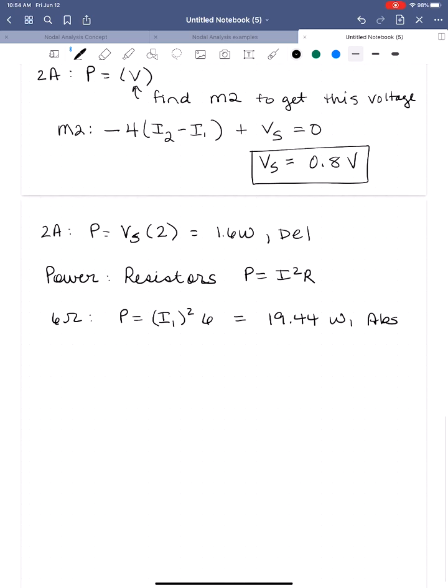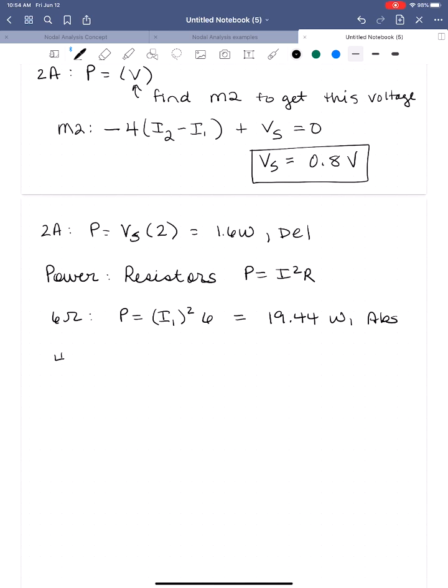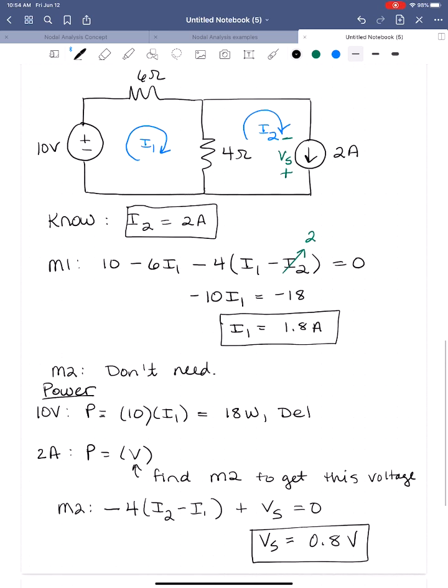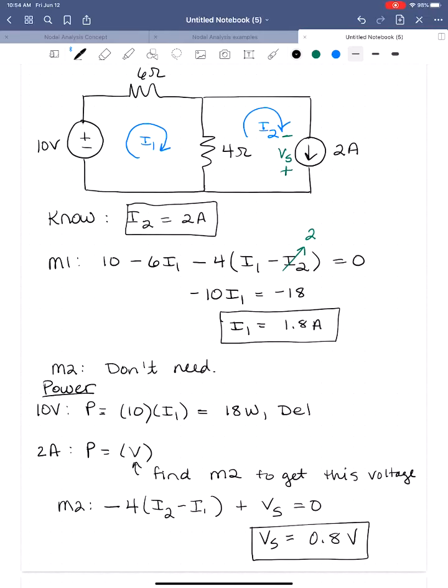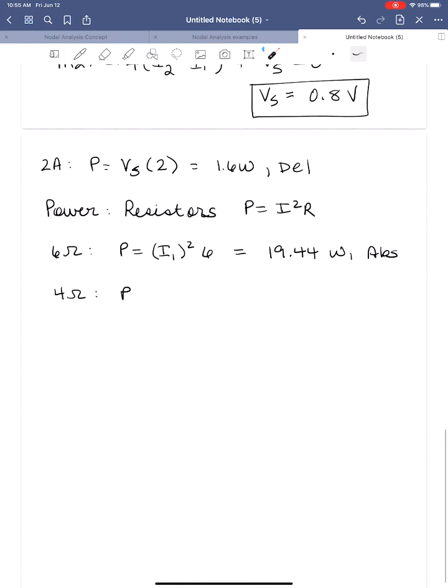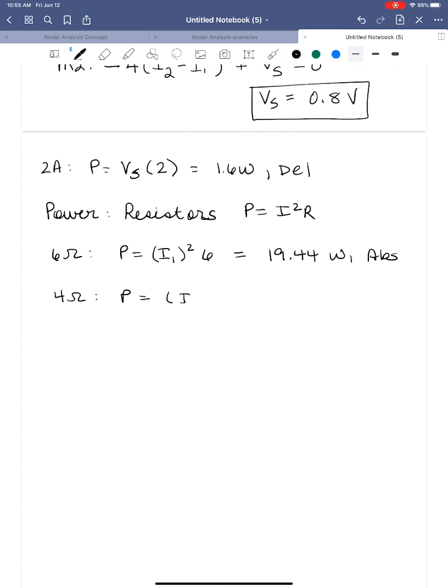Okay, let's go to the 4 ohm resistor. Now the 4 ohm resistor may seem more complicated because it's shared between 2 meshes, right? So its net current can be I1 minus I2 if that net current is flowing in this direction, or I2 minus I1 if that net current is flowing in that direction. But it doesn't matter to us, because we're going to square it. So it doesn't matter which net current we choose. I can write this P as either (I1 minus I2) squared over 4 or (I2 minus I1) squared over 4.